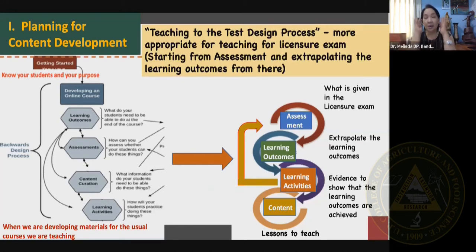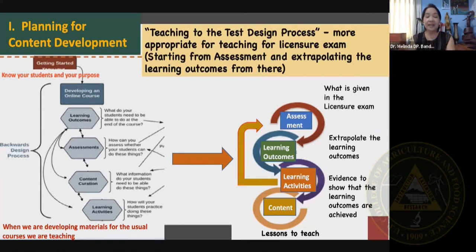That is why our anchor, our mindset, is the assessment component of all these activities that we are doing. If we extrapolate the learning outcomes and then look at the content, the learning activities will give us the evidence that the learning outcomes are achieved, and also give our reviewees the opportunity to practice and to show that they have learned something.